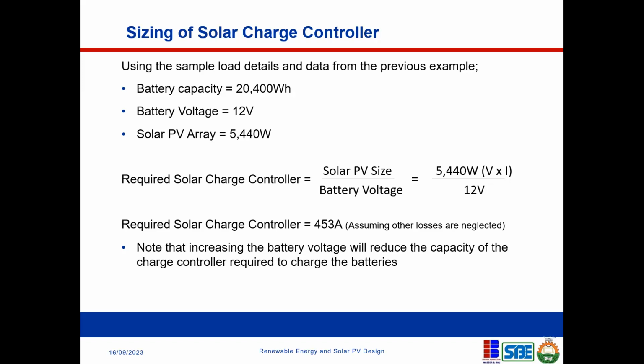Okay. If the number of batteries you need is about 4, you can decide to go with a 24-volt system. So you have 2 of those batteries in series, and then 2 in parallel, and you still have your system design working effectively.